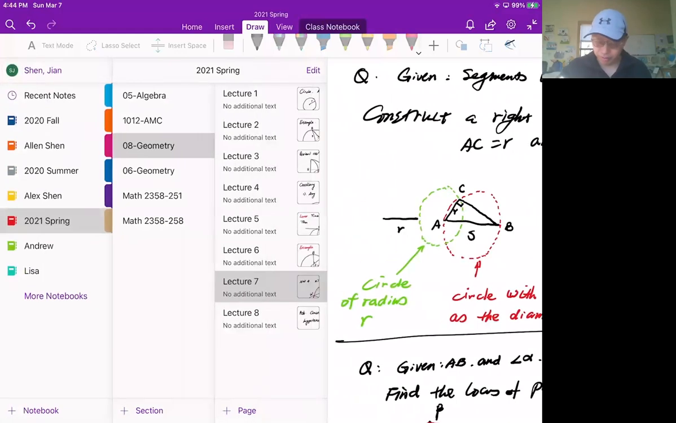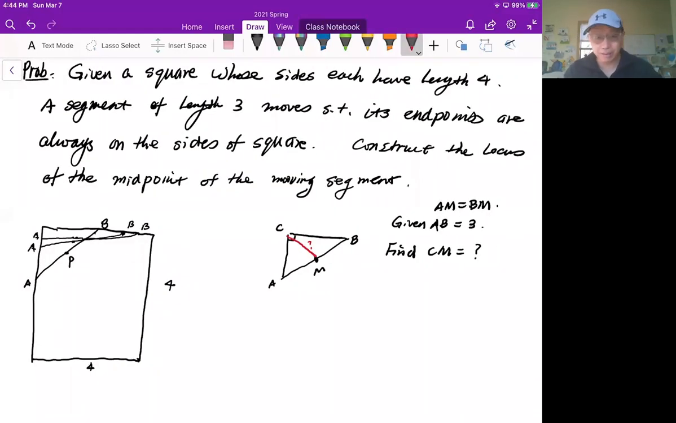And we use that idea many times. So what can I do here? Well, if M is the midpoint of AB and C forms a right angle with A and B, that means I can form a circle here. It's actually a semicircle, right?